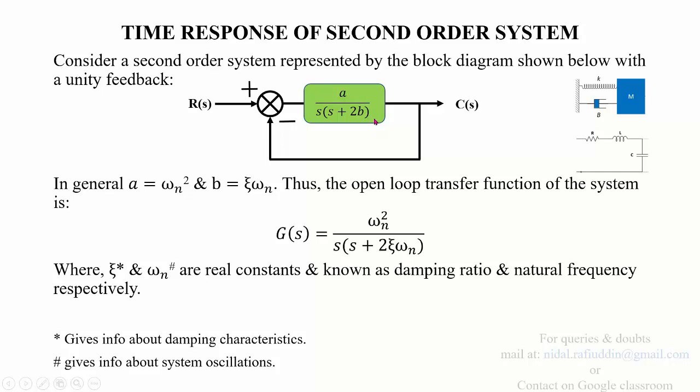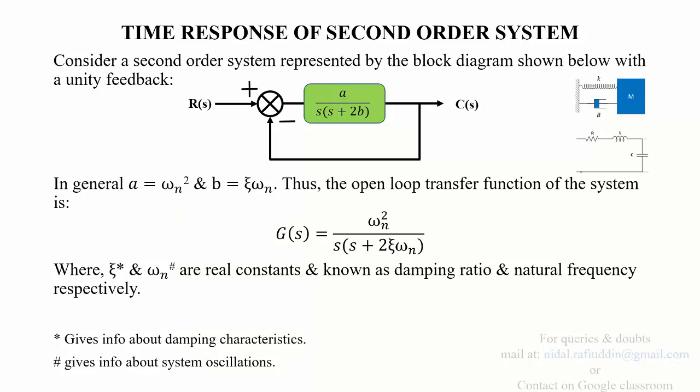This A and B will be decided by what components are present in the system and what system you're dealing with. For example, if you're dealing with a mechanical system, you'll have these parameters different, and if you're dealing with an electrical system, you'll again have A and B different for electrical networks. In general, we define A equal to omega n square and B equal to zeta omega n, where omega n is the natural frequency of oscillation, while zeta is the damping ratio. These are new terms, and you will come to know why we are going to have these terms here.